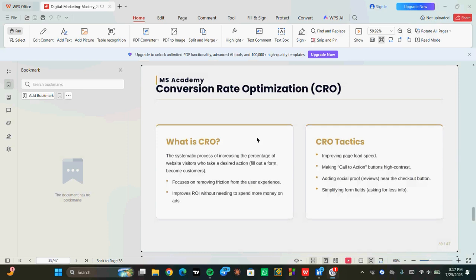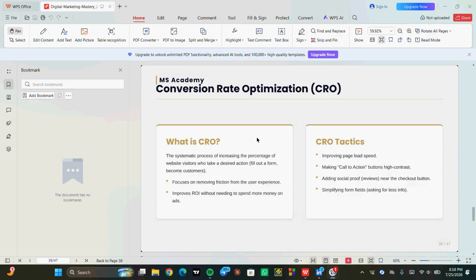So basically, I will enlighten you more on conversion rate optimization. It focuses heavily on removing friction from the user experience, making it as seamless as possible for visitors to complete their goals and aims. You don't need to spend more on advertising, because you are getting better results out of the existing traffic that you already have.